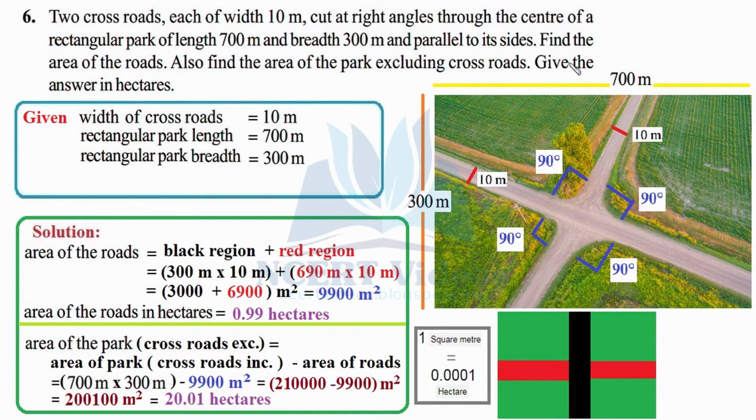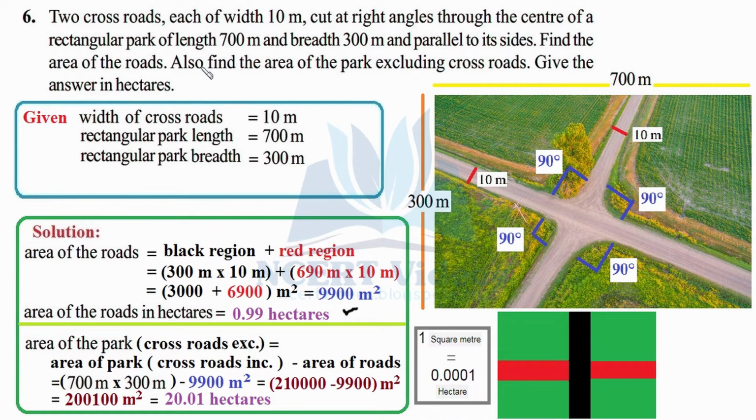But we were required to give the answer in hectares. So this is the conversion factor: 1 square meter equals 0.0001 hectare, that is 1, 2, 3, 4 after 4 decimal places. So here 1, 2, 3, 4. You get 0.99 and you can eliminate 00. This you have learned in previous exercises. So area of road in hectares is 0.99 hectares. That's your first part.